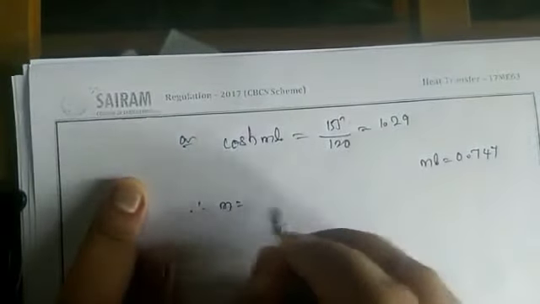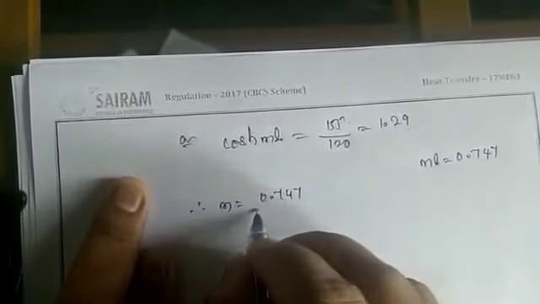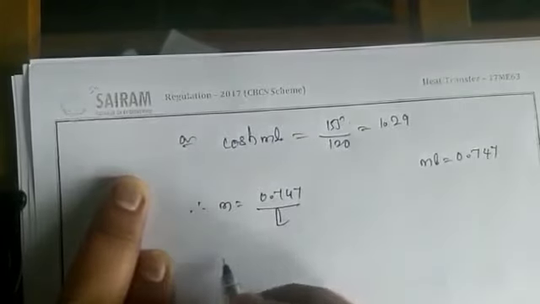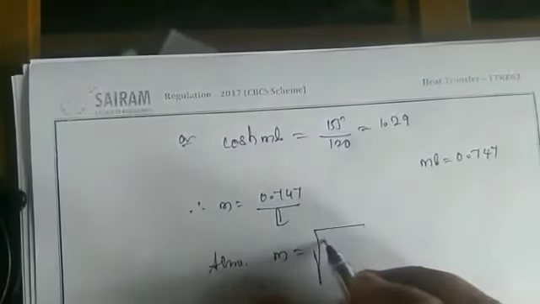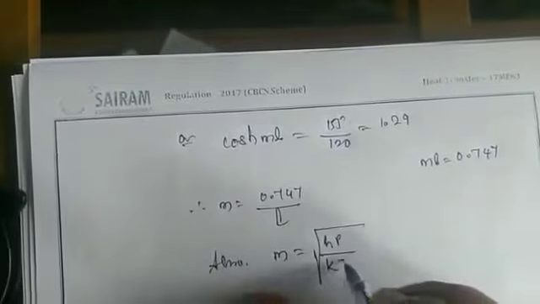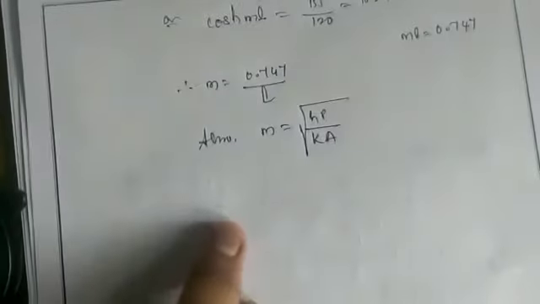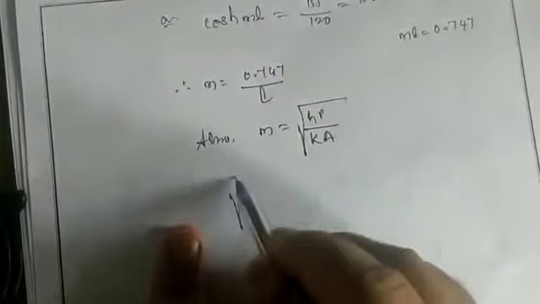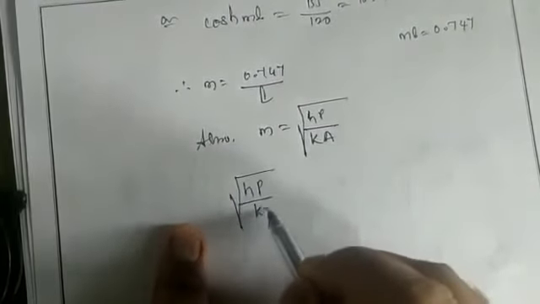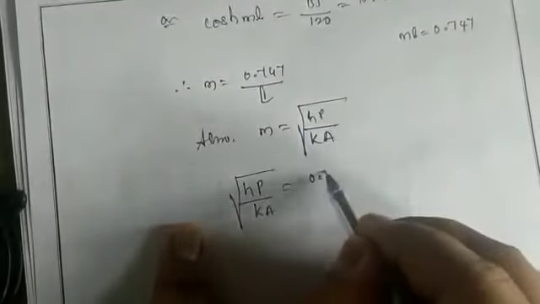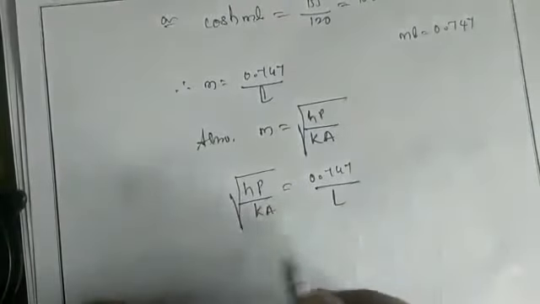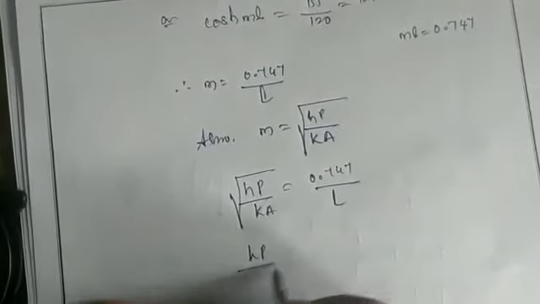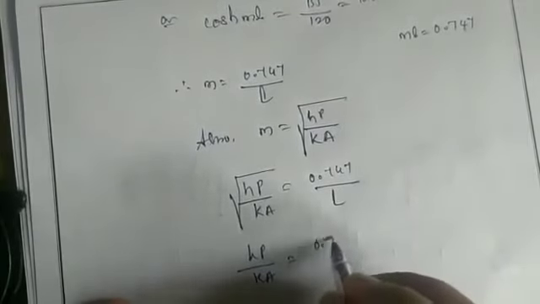Therefore m is equal to 0.747 divided by L. Also we can write m is equal to square root of hP by kA. We know that equation. So square root of hP by kA is also equivalent to 0.747 by L. We can equate it, right? So here hP by kA is equal to 0.747 by L, whole squared.